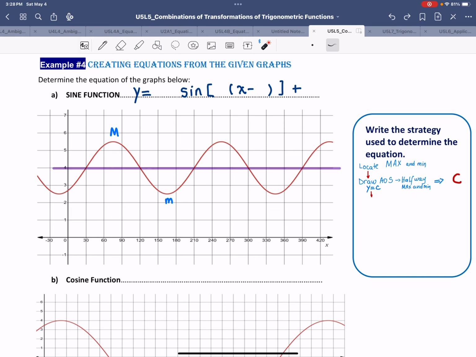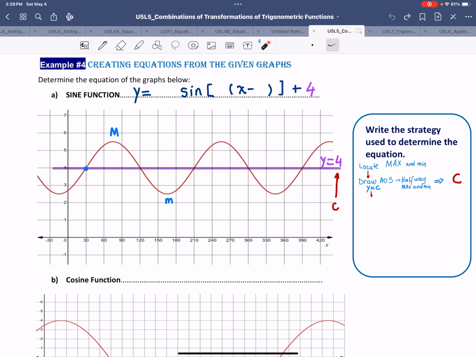So we're going to draw the axis of symmetry and determine where it's passing through at what y value, and write its equation y equals 4. Now the equation of the axis of symmetry will help us also determine the last coefficient, the coefficient c, which in our case seems to be equal to 4.